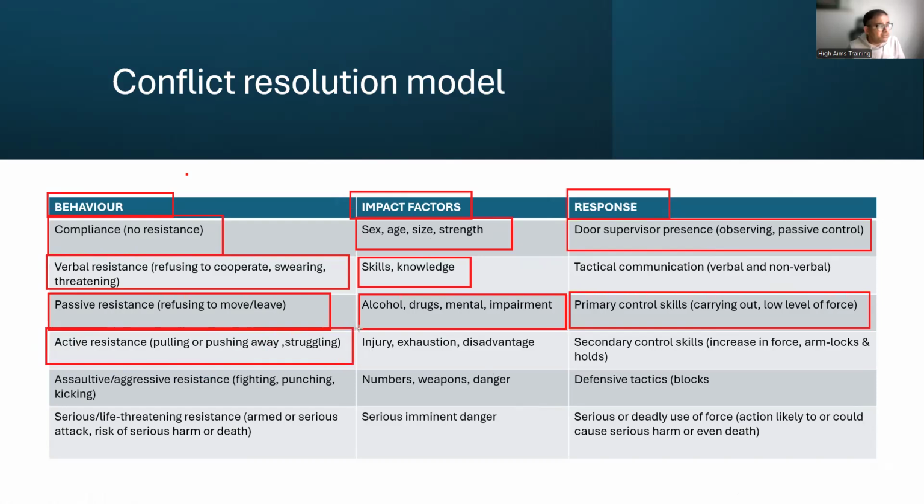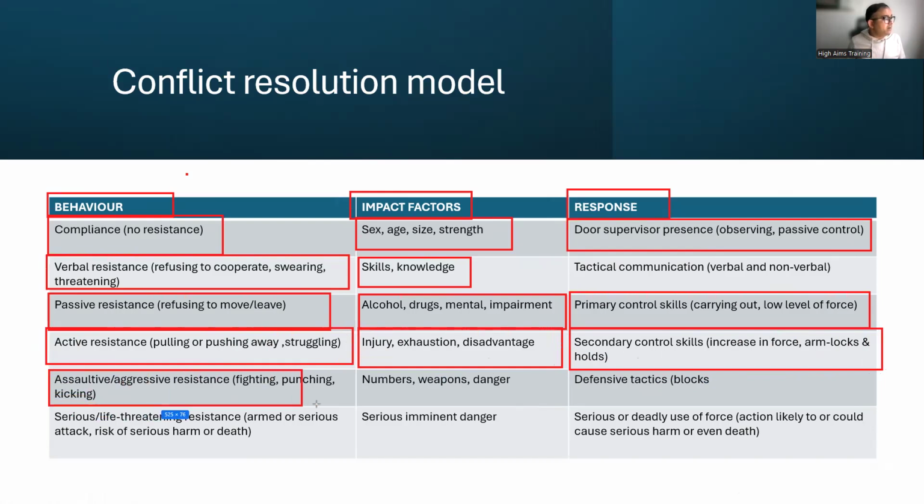Impact factors that need to be considered: injury, exhaustion, who is at disadvantage. You can use secondary control skills now, increase in force, arm locks, and holds. And these techniques will obviously be taught to you in the class when you come and study with us. Now, behavior: assaultive, aggressive resistance, fighting, punching, kicking. You need to look at the impact factors, how many there are, numbers, weapons, any other dangers.